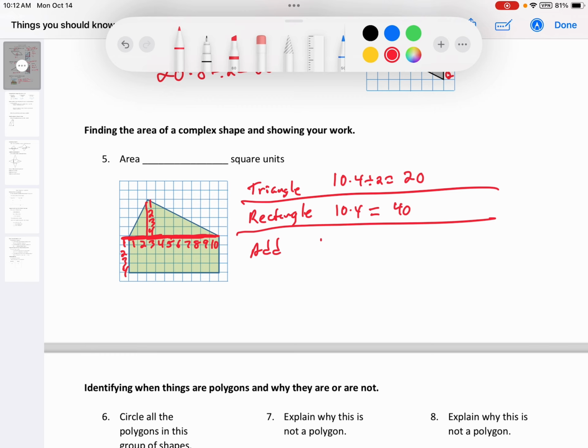And then to find the total, I do 40 plus 20, and 40 plus 20 is 60. Therefore, the area of this whole entire shape is 60 square units.